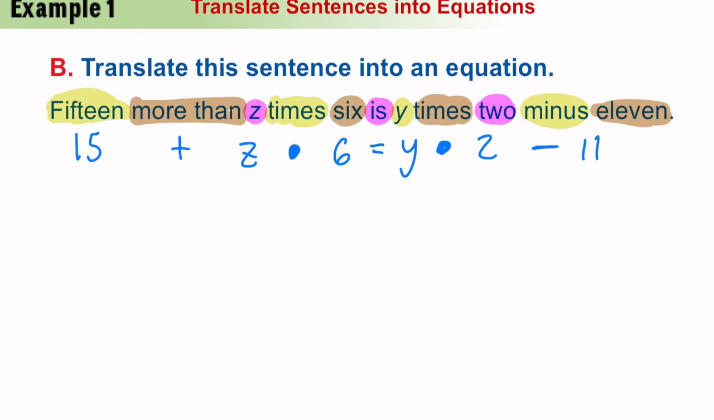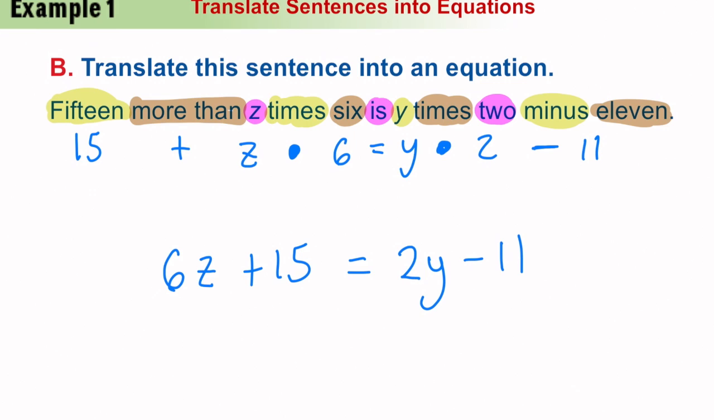So this one is not too hard to translate, and now we just gotta fix it. As I previously said, when you see the words more than, you gotta put the number first, and whatever you're adding or subtracting goes second. So 6 times z plus 15, because it's 15 more than that, equals 2y. Remember, the numbers go first, the letters go second, minus 11.